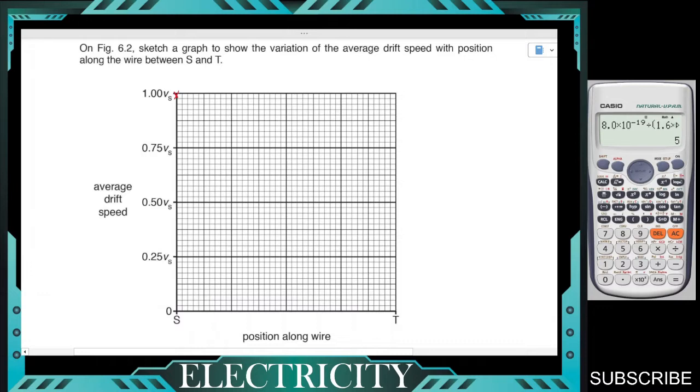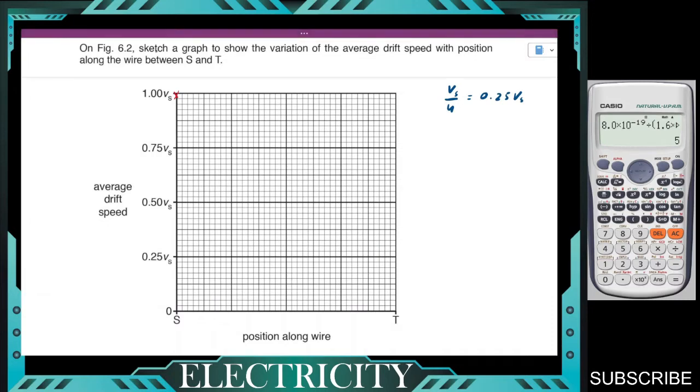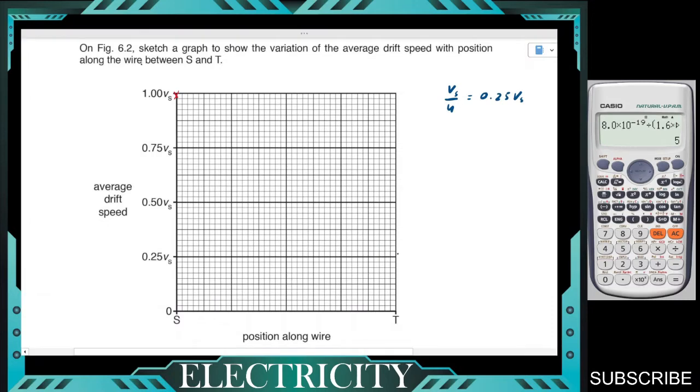So what is that point? The first one was Vs. So Vs over 4 would be 0.25 Vs, which is a point that lies somewhere over here. Over here.